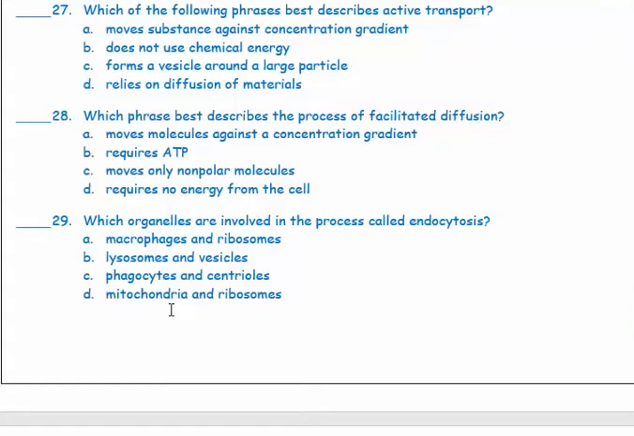28. Which phrase best describes the process of facilitated diffusion? D. It requires no energy from the cell. It is going to use transport proteins, but it requires no energy from the cell because it's a type of passive transport. 29. Which organelles are involved in the process called endocytosis? B. The lysosomes and the vesicles. They are both sacs that are present inside the cell, and they are responsible for the endocytosis. They transport substances across the cell membrane within this sac.